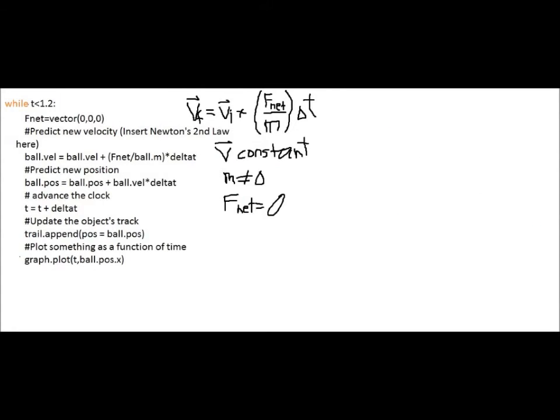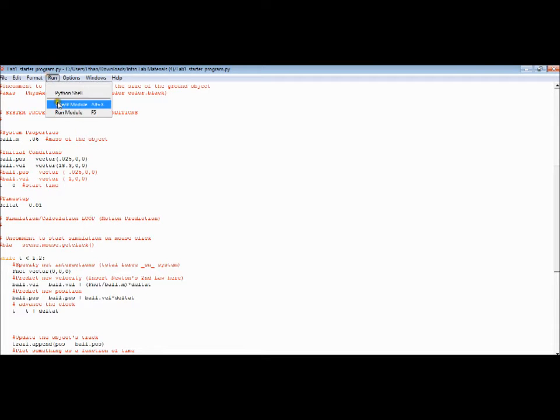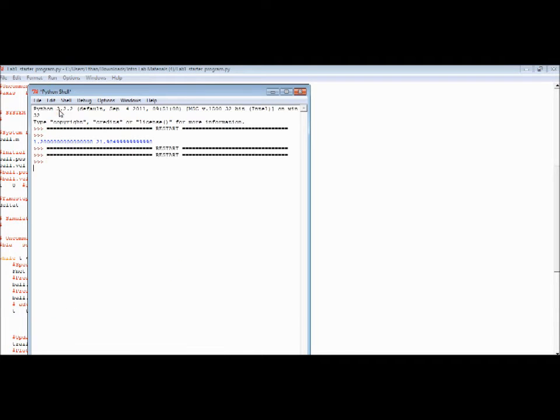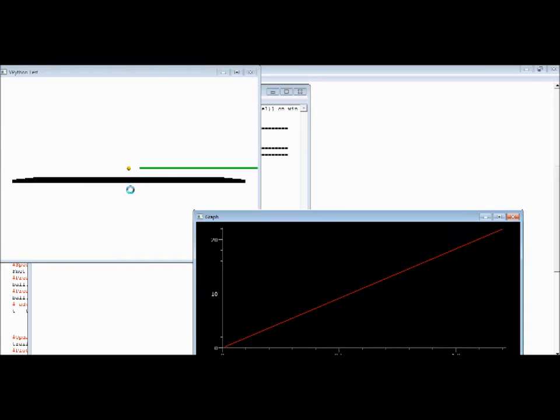I set the velocity to 1.2, and I applied Newton's second law, which is velocity final equals velocity initial plus force net divided by mass, all multiplied by the change in t. Now I run the software, and it will show that the ball is in the positive direction, and it keeps on moving in the positive x and y.